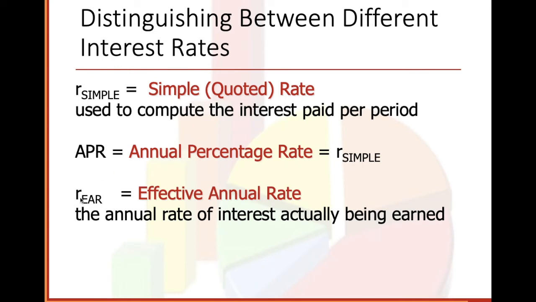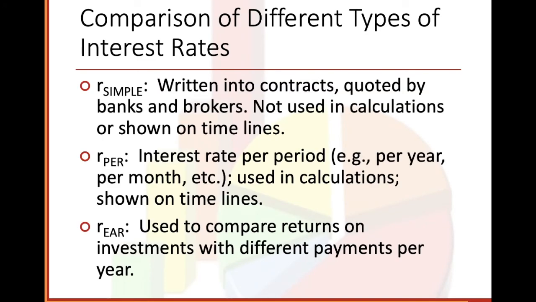R year is the effective annual rate, the annual rate of interest actually being earned. Okay, so a comparison of different types of interest rates. R simple is written into contracts and quoted by banks and brokers, but not used in calculations or shown on timelines. R period is the interest rate per period, for example per year, per month, etc., and is used in calculations and shown on timelines. R year is used to compare returns on investments with different payments per year.